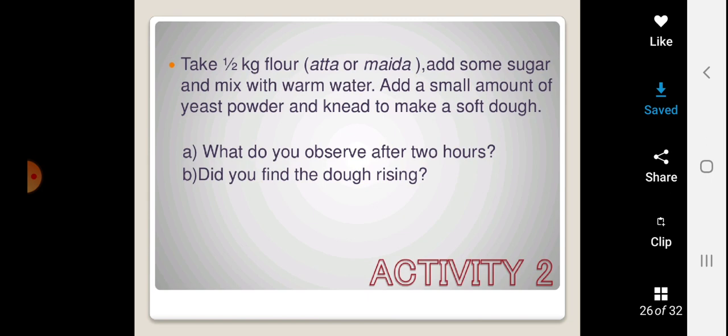So, let's see how it is going to help us in producing our bread, idli or some important bakery or food items. The first question here is, what do you observe after 2 hours? When you actually perform this activity, you will observe that your dough has risen. That means it has turned quite soft, fluffy and enlarged. Did you find the dough rising? Yes, we do find the dough rising. Now, you will write the reason behind it, which I have explained to you just now.